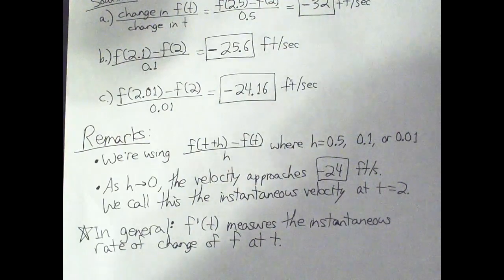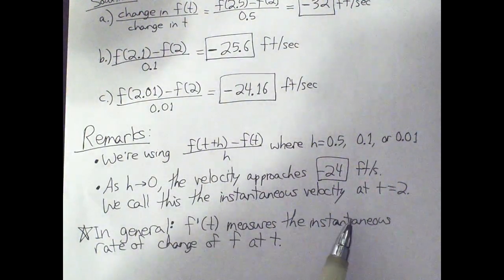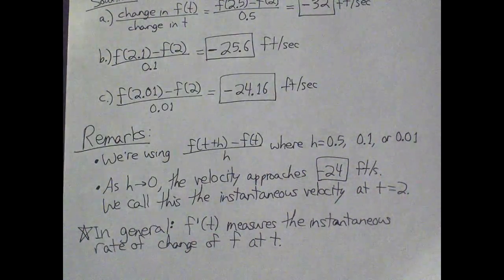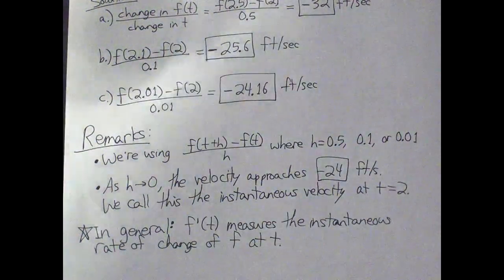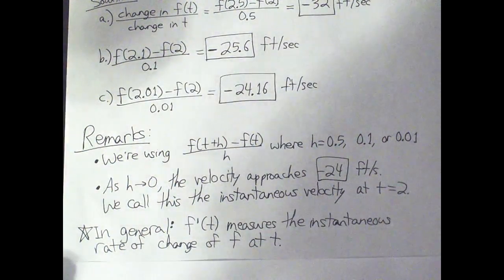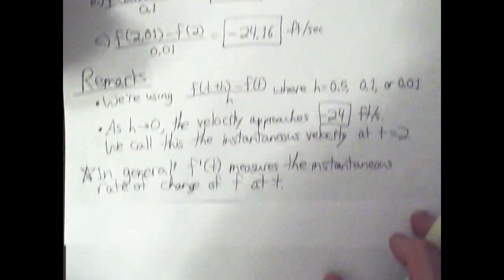Maybe it's velocity. If f is a function that's measuring something like height or distance, then f prime would measure velocity. But if f is a function that measures something else, we could still say f prime is measuring the instantaneous rate of change of the function. Here, let me show you something. That negative 24, how did I actually get that? I'll show you how I got it.